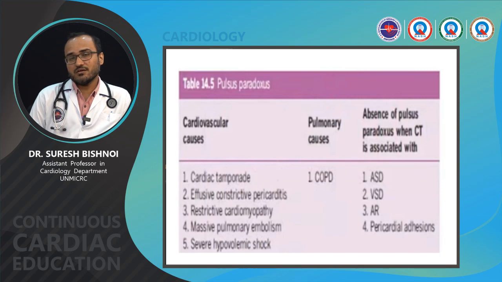So why is pulsus paradoxus absent in ASD, VSD or AR? There are some mechanisms. The respiratory variation in LV and RV filling, which is exaggerated in cardiac tamponade, is lost in ASD or VSD patients, because there is mixing of the blood in both the chambers, and the effect of respiration on chamber filling is nullified. So you have an absent pulsus paradoxus in ASD and VSD. In AR, during diastole, there is filling of the LV from the aorta, so the fall in stroke volume does not occur, and you may have absent pulsus paradoxus in patients with AR.